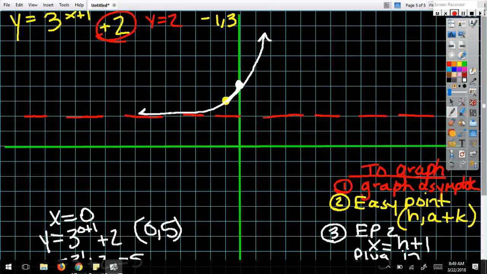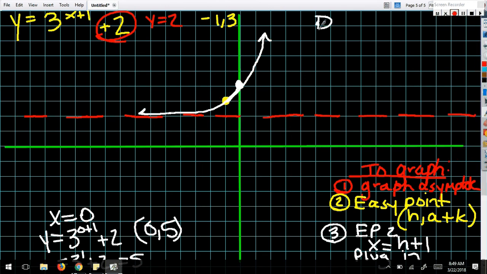Yeah, that's good. How about the domain here? It would be negative infinity, positive infinity, because that's left to right. All of these are going to have domains negative infinity to infinity. We won't switch the asymptote to a vertical one until we get to logs. What about the range, though? 2 to infinity? It would.